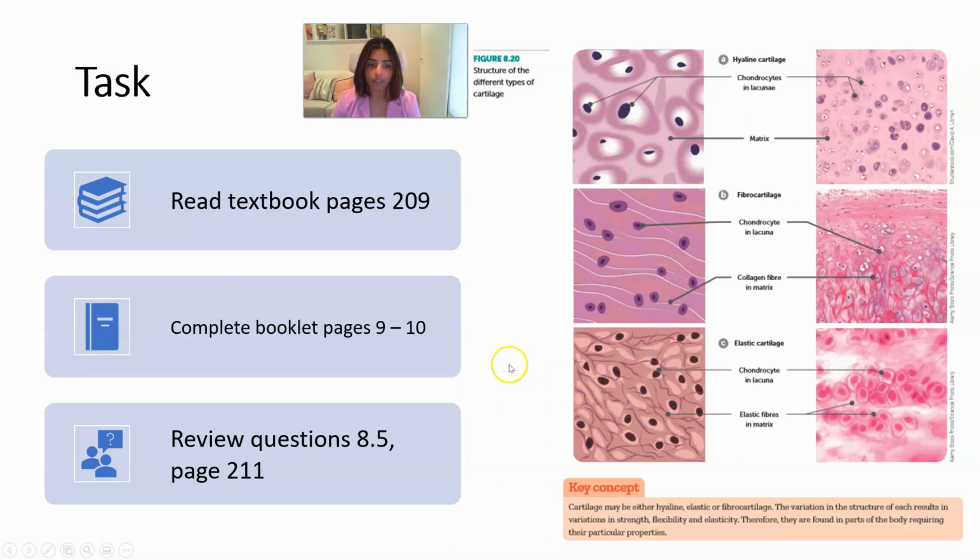Now, what I'd like you to do is to read the pages in your textbook again, complete booklet pages 9 and 10, and to finish off your consolidation, it's really important that you complete review questions 8.5 on page 211 of your textbook.